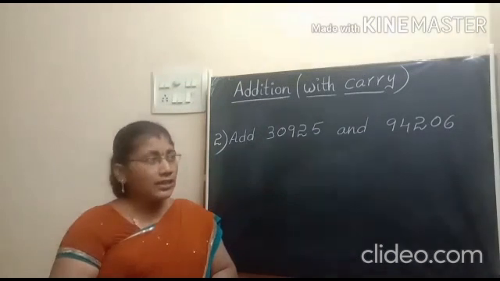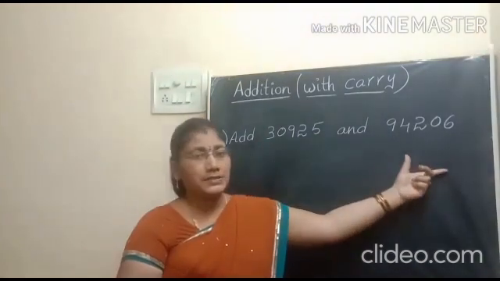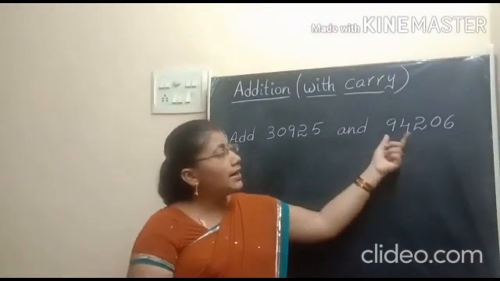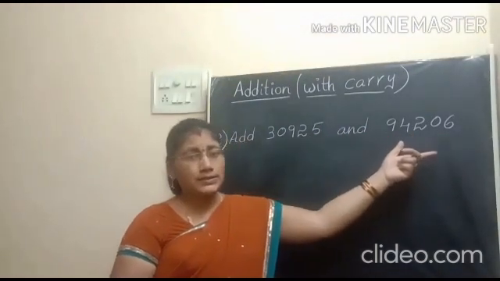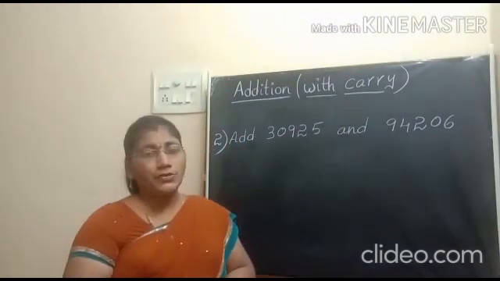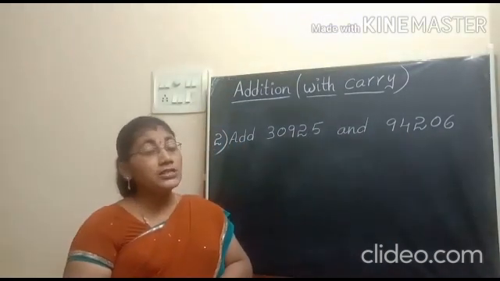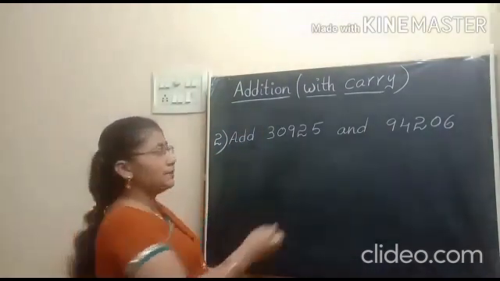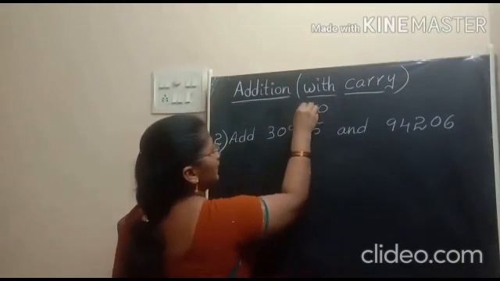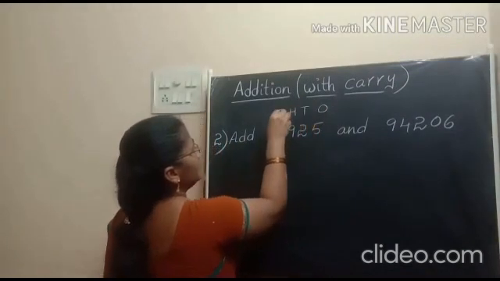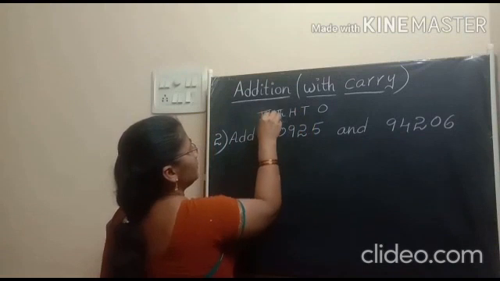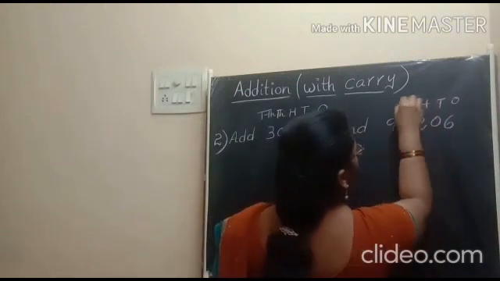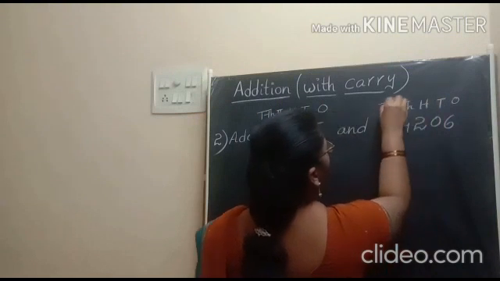Now, I am taking two 5-digit numbers. Here I am taking 30,925. Here 94,206. Add these two numbers. To add these two numbers, first we need 5 places to represent these numbers. Those are ones, tens, hundreds, thousands, 10,000s. Like that. Here also we need ones, tens, hundreds, thousands and 10,000s.